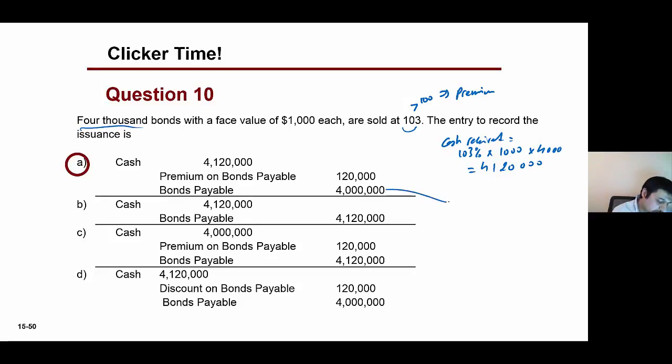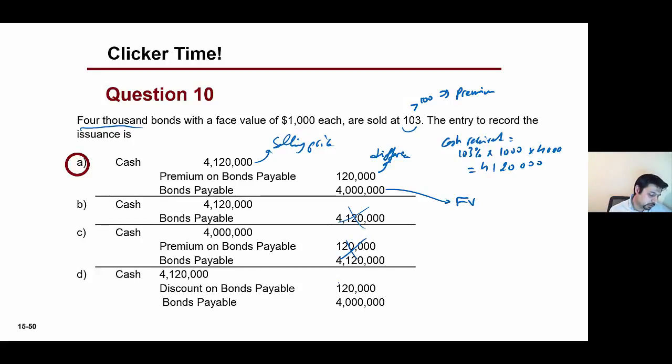So remember, this is at face value, this is at selling price, and this one is the difference. Now, we could have also answered it by process of elimination. We know that bonds payable are always at face value, so this one is incorrect.